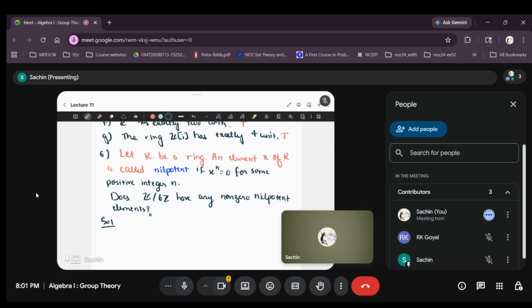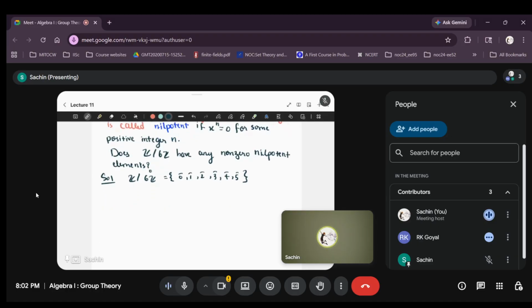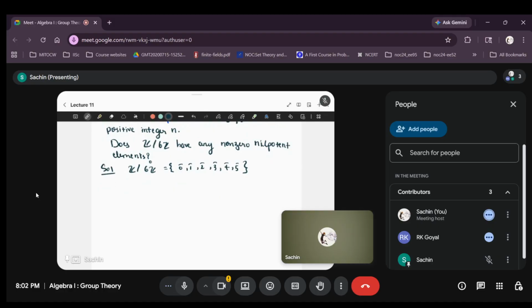What do you think? But 16 is what under mod 6? Yeah. So 4 square is 4. And 4 cube will be, yeah, so it keeps repeating. So 4 power n is 4 for any n. So you can't get 0. 1, anyway, 1 power n is 1 for all n. So it can't be 0. It's not nilpotent.